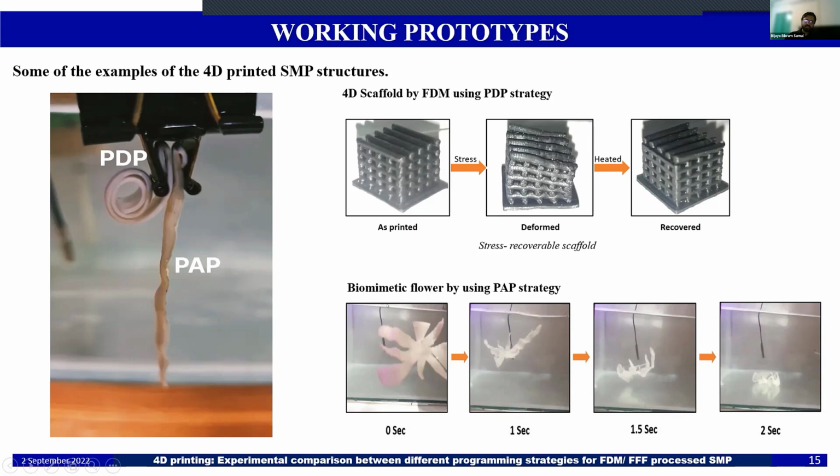And here we have a biomimetic flower where we wanted to create the motions that we see in flowers when they bloom. Generally, we cannot create such structures with FDM during printing. That is why we can use the programming after printing strategy to create such things.